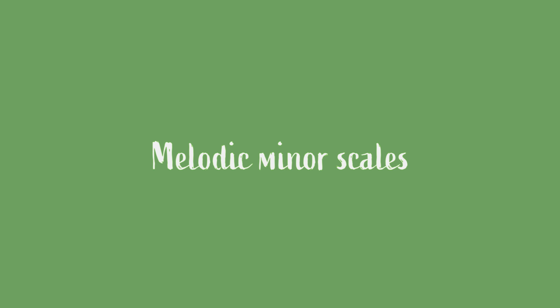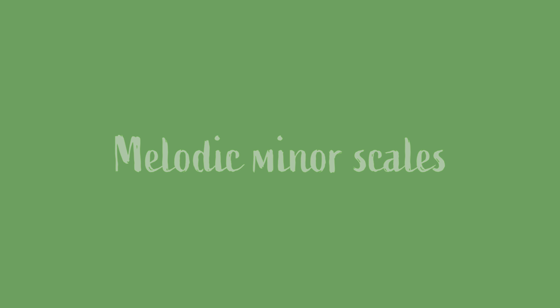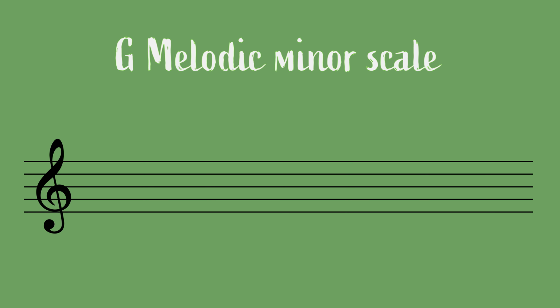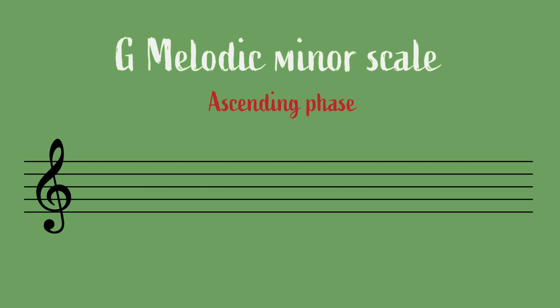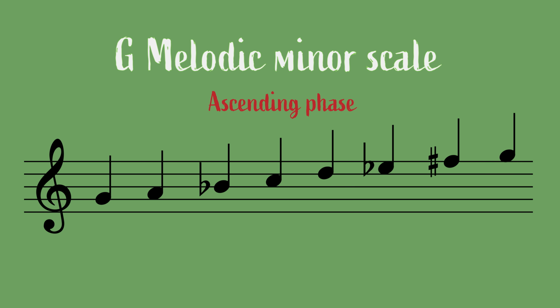Okay, so now let's talk about melodic minor scales. The melodic minor scale has the particularity to not have the same notes when you play its ascending phase and its descending phase. In the ascending phase, the melodic minor scale is basically a harmonic minor scale but with a major sixth. Why? Because some people decided the gap between the subdominant and the leading note in a harmonic minor scale was too big. So instead, they created this new minor scale with a smaller gap between those two. So this is the ascending phase of the G melodic minor scale.